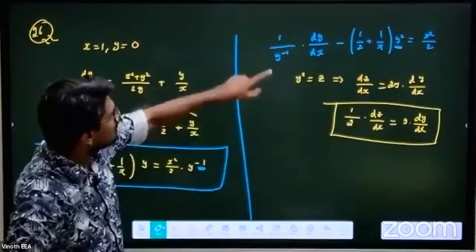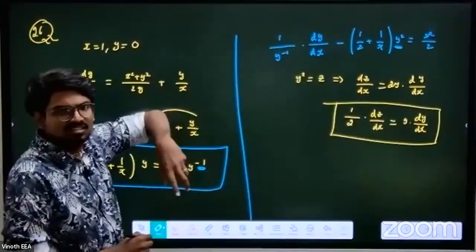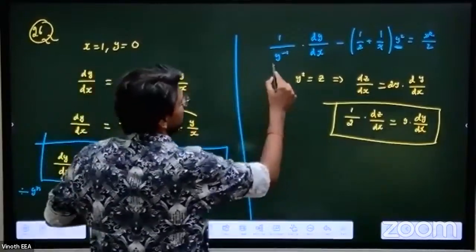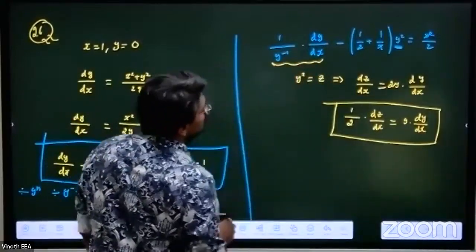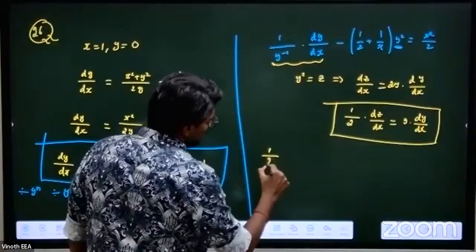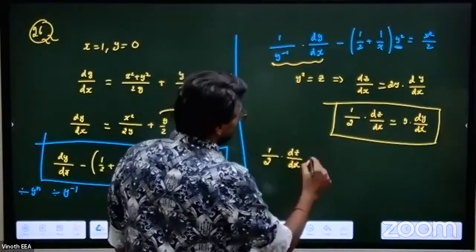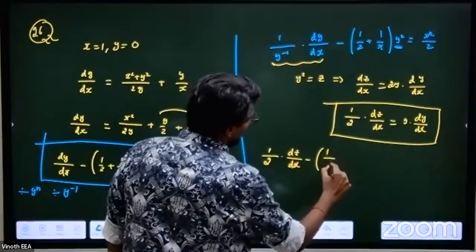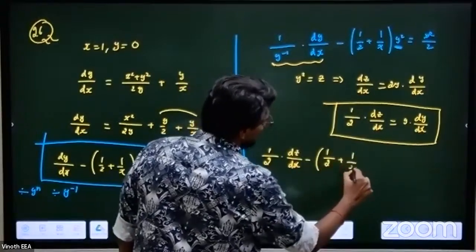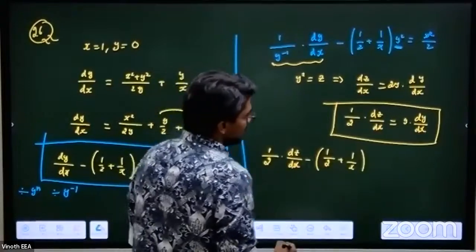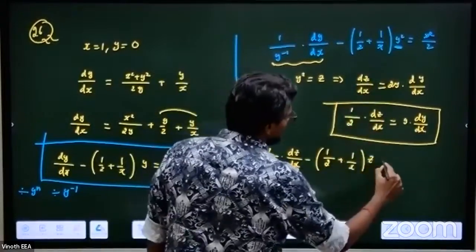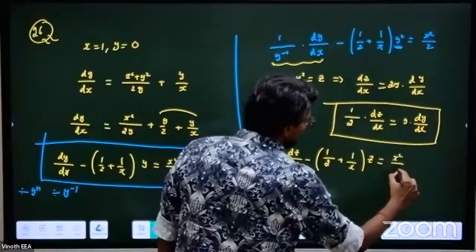So what is this? 1 by y power minus 1 another y. Okay, so this entire term can be replaced as 1 by 2 into dz by dx, minus 1 by 2 plus 1 by x. Y square is z, which is equal to x square by 2.